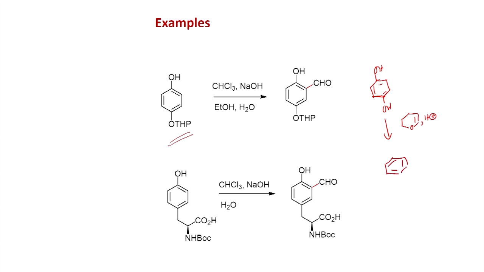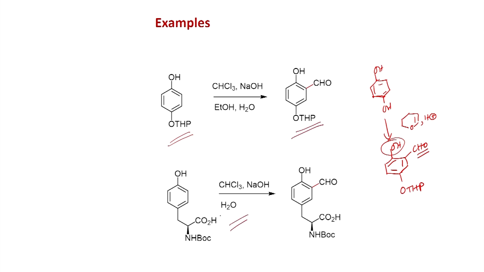So if you have this dihydroxy compound, you can try to react with THP in the presence of acid, and you can protect one of the OH groups. So now you can try to selectively react with this hydroxy group. So you can try to introduce the aldehyde functionality to the ortho position. In this way you can make this compound.